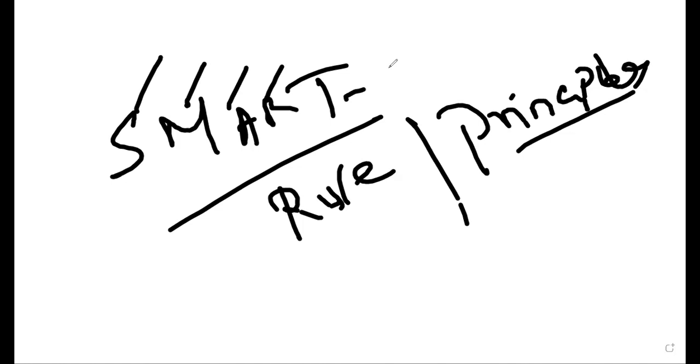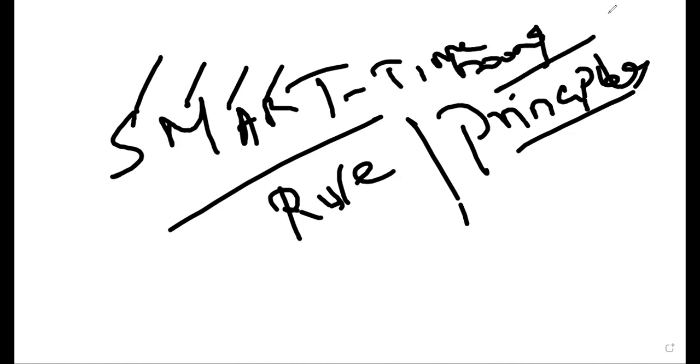And T stands for time bound. So S stands for specific, M stands for measurable, A stands for achievable, R stands for realistic, T stands for time bound. So you need to advise your people to have the scope statement follow this kind of principle, a SMART rule or SMART principle. Is it clear or not, guys? Yes, yes. Right?